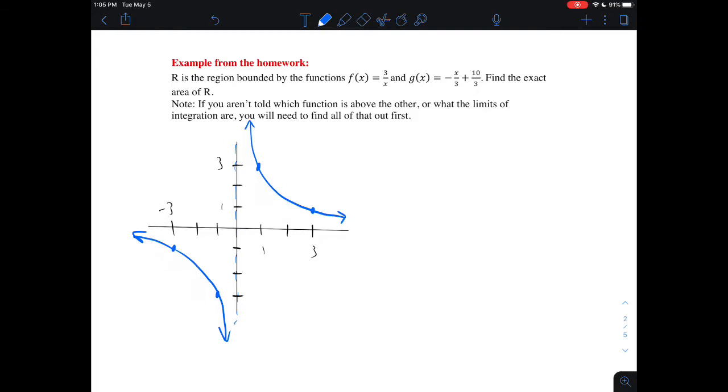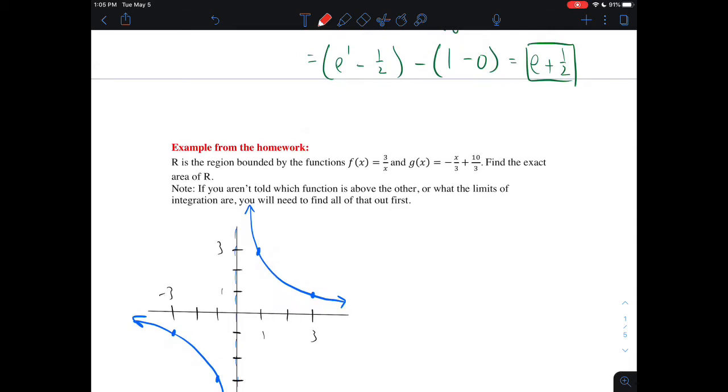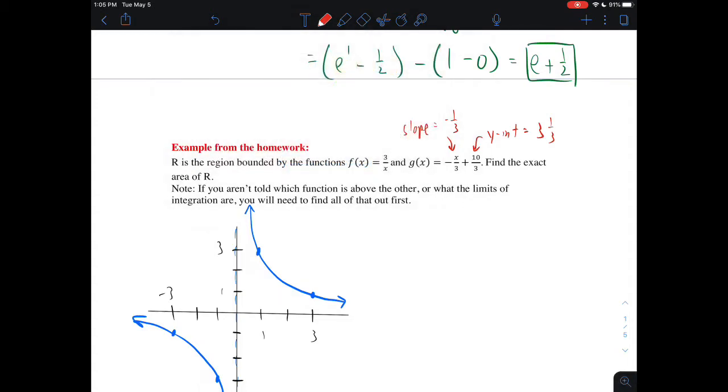Now let's see if we can draw g of x. g of x is just a line. It has a y-intercept of 10 over 3, which is really just 3 1/3. And then the slope is negative 1 over 3. So let's stick with red for that one.